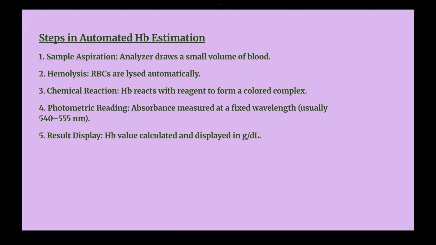The steps in the automated HB estimation begin with sample aspiration. So the analyzer draws a small amount of blood. There is the aspiration of the blood by the machine itself, and the red blood cells are broken down automatically by the machine, and a chemical reaction happens wherein the red blood cells react with the reagent to form a colored complex. Later a photometric reading is taken at a fixed wavelength that is absorbed by the hemoglobin solution, which is usually around 540 to 555 nanometer. So this reading is going to display a certain HB value that can be taken as the result of the HB estimation.